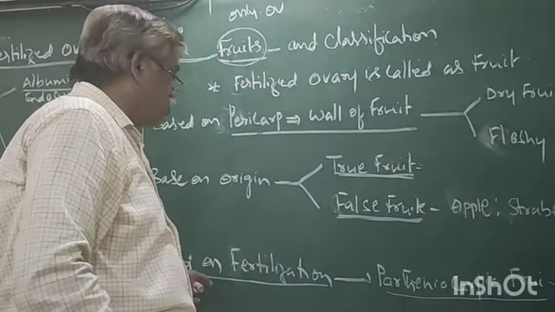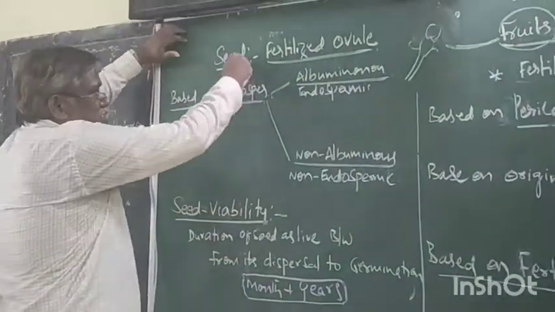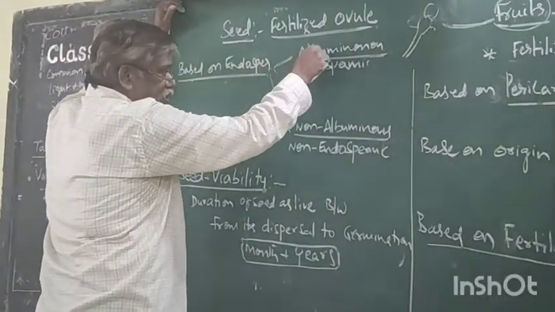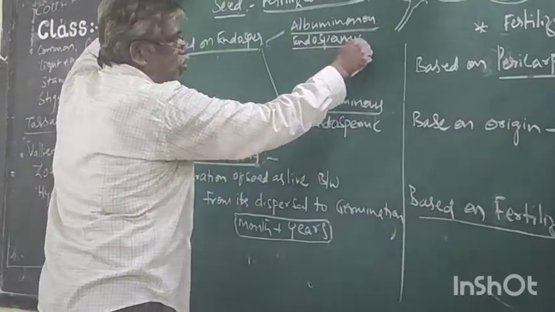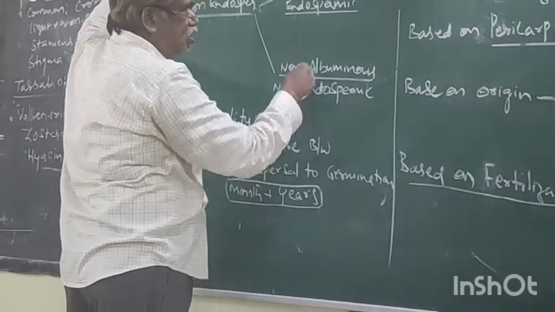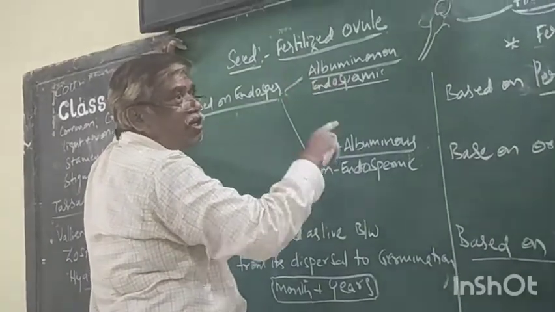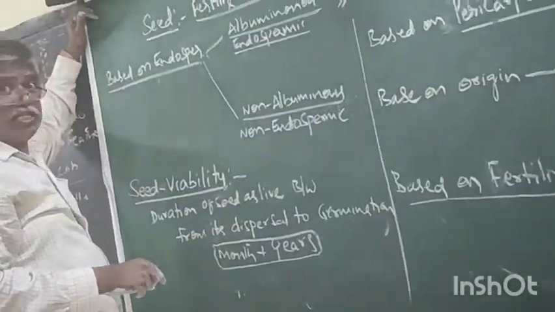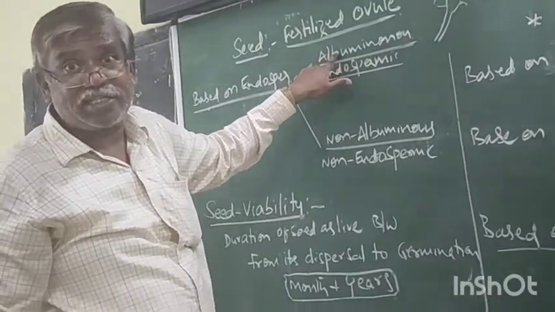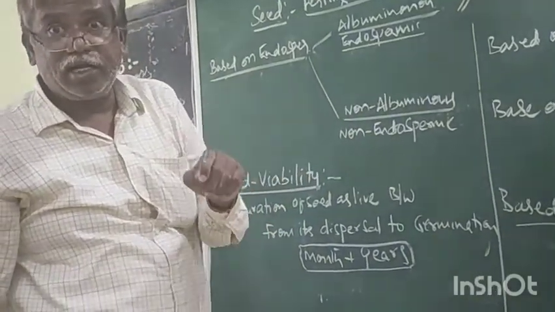Right. Based on fertilization. Now come to the seed. The fertilized ovule is called a seed. Based on endosperm, albuminous seeds are endospermic seeds. Non-albuminous seeds, non-endospermic seeds. Now what is albuminous? If the seed contains endosperm, such seeds are called endospermic or albuminous. Example, maize and castor seeds. Non-albuminous seeds, pea seeds and groundnut seeds.